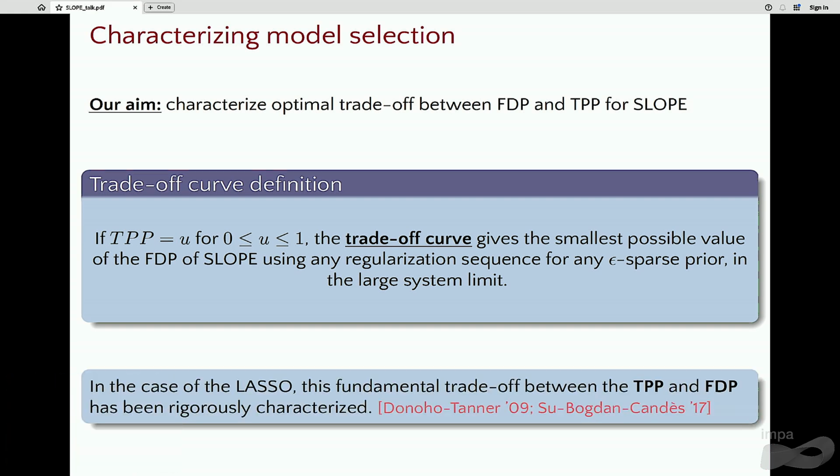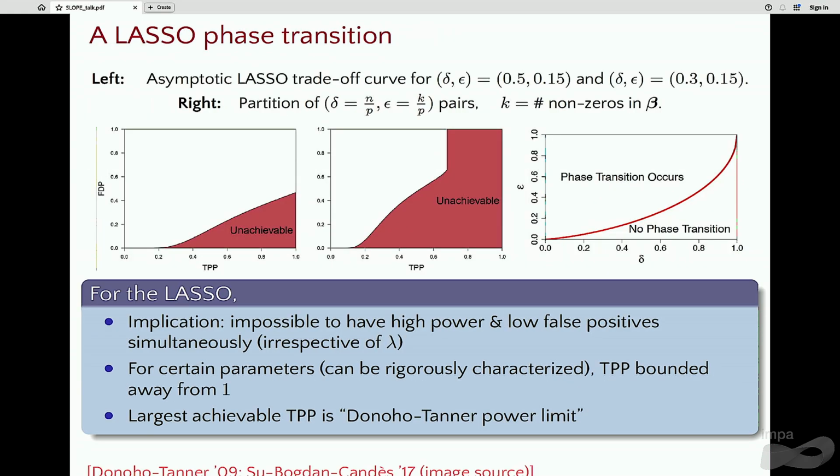One of the reasons we decided to study this particular object is that in the case of the lasso, this fundamental trade-off has been rigorously characterized, first by Donoho and Tanner, and then more recently it was studied again by my colleague Weijie and his collaborators, Bogdan and Candès. So in the case of the lasso, this is what's known. Here we're looking at two images of this trade-off curve for different delta epsilon pairs. The TPPs are on the x-axis, the FDPs on the y-axis. Obviously, what I'd like is false discovery small, TPP large. So this bottom right corner is the region I'd like to be in.